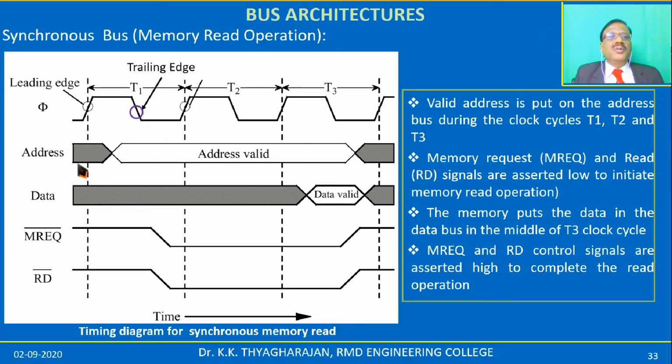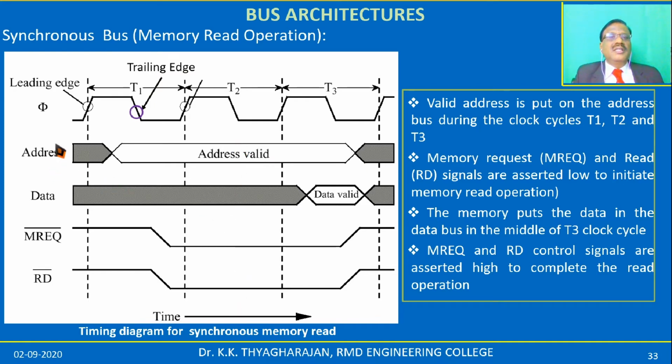This is an example of a synchronous bus. It is internally used in the microprocessor. See, this is the clock signal. When the clock is changing from low to high, it forms a leading edge. Similarly, when the clock is going from high to low, a trailing edge is formed. Now we are taking 3 clock cycles and we will see how the operations are synchronized.